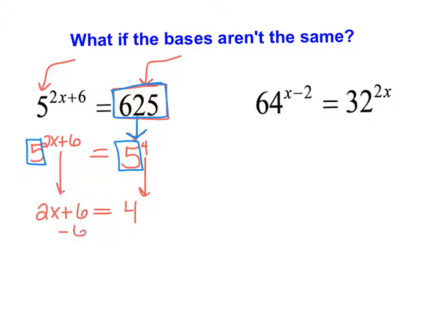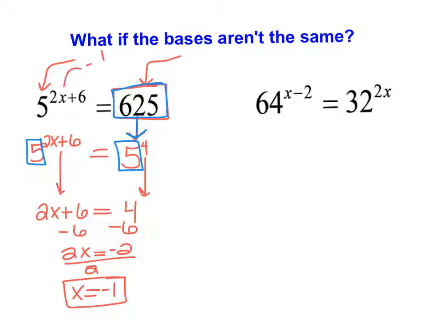And then from here, subtract 6, I get 2x is equal to negative 2, divide by 2, and I find x is equal to negative 1. And ultimately, if I take negative 1 and plug it back in here, I end up with 5 to the power of 4, which is in fact 625.